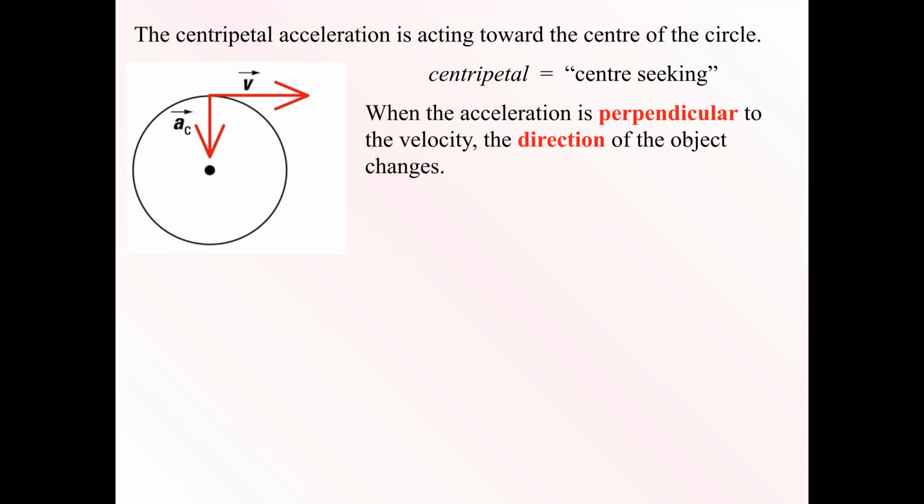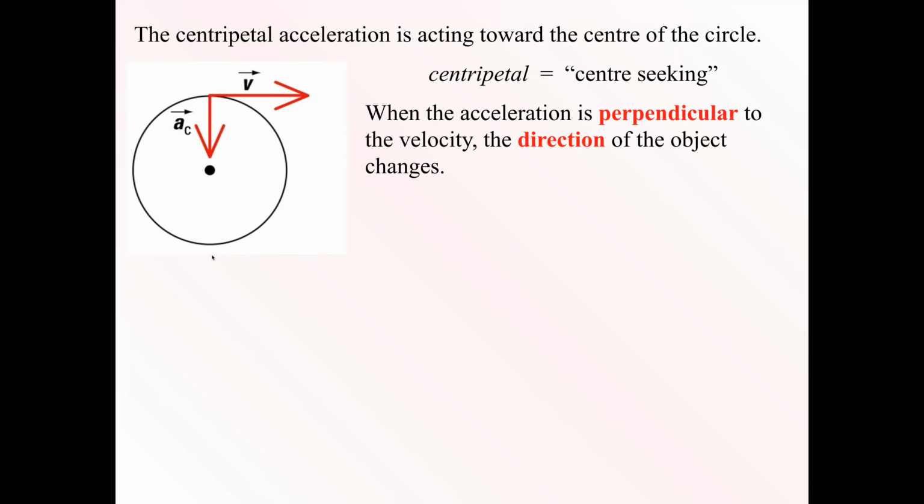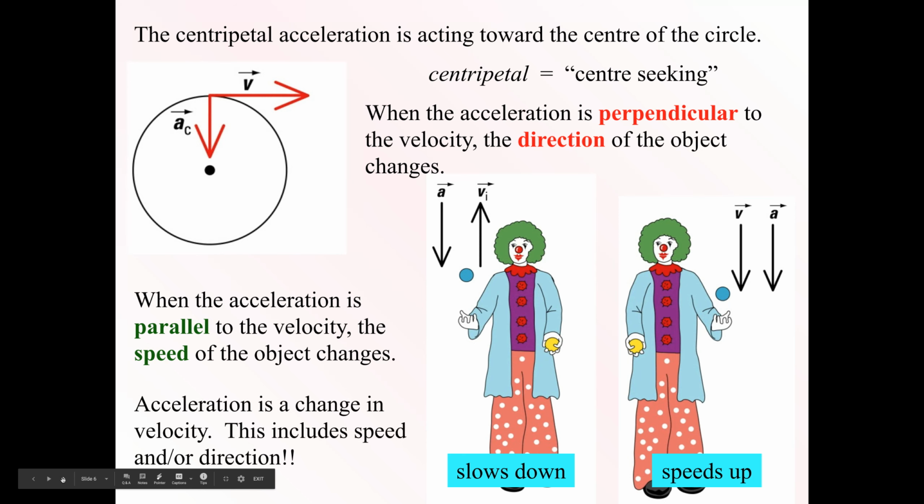When the acceleration is perpendicular to the velocity, the direction of the object is going to change. This would be our perpendicular. When the acceleration is parallel to the velocity, the speed of the object changes. When you throw it up, it's going to slow down, and when it comes down, it's going to speed up. Acceleration is the change in velocity, and this includes speed and direction.